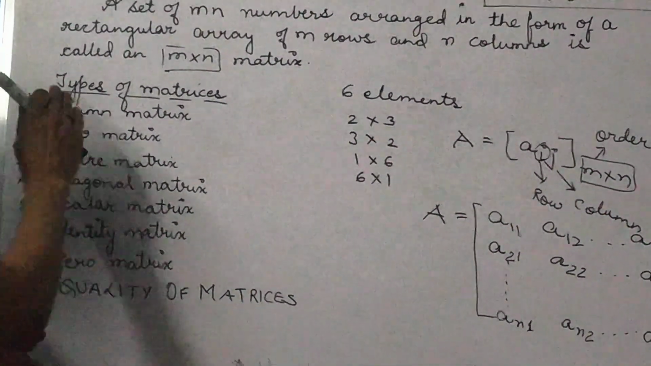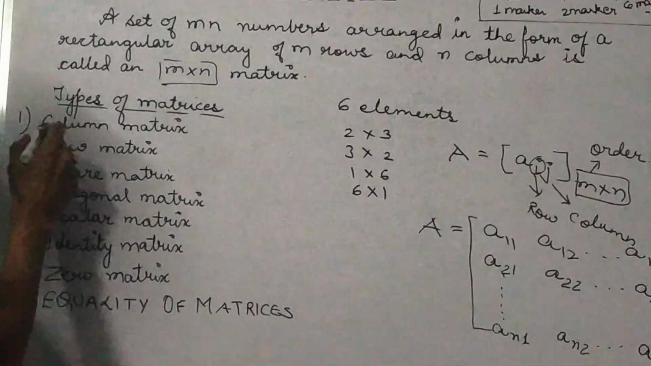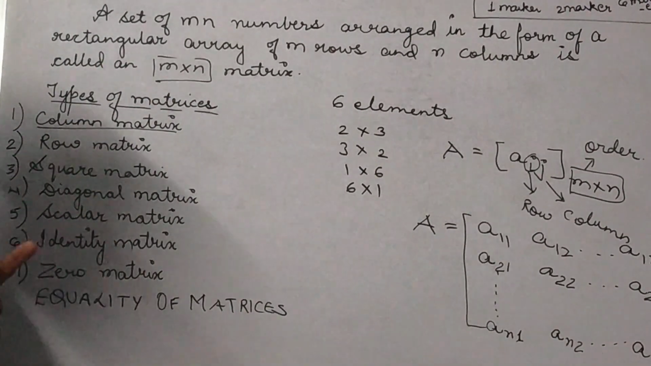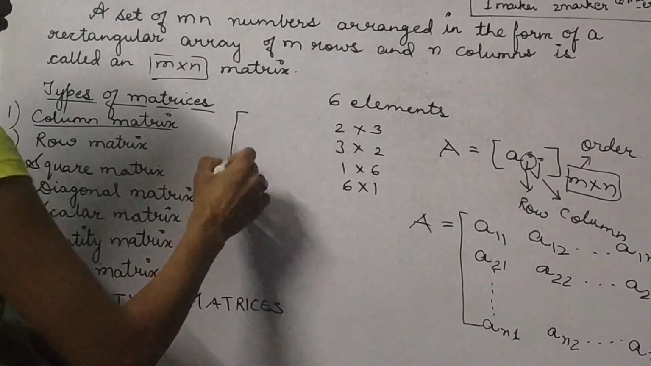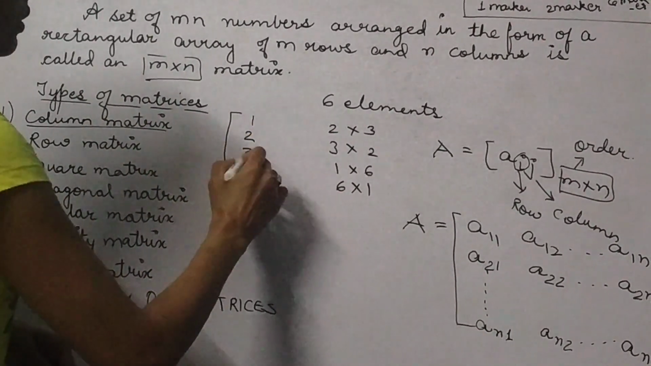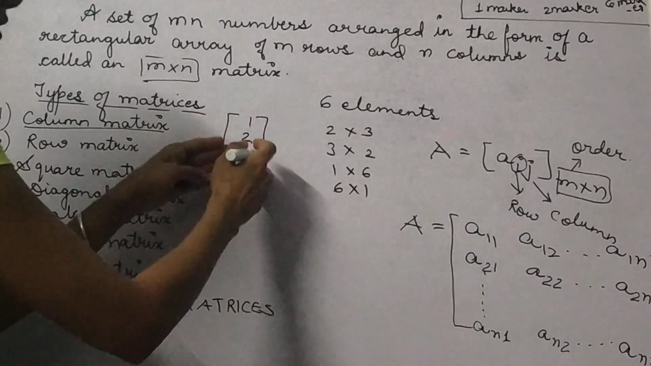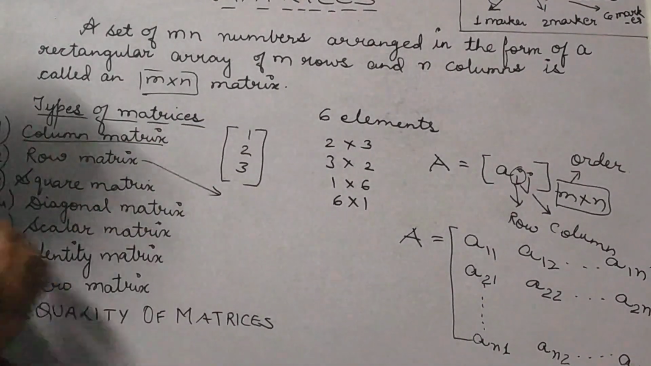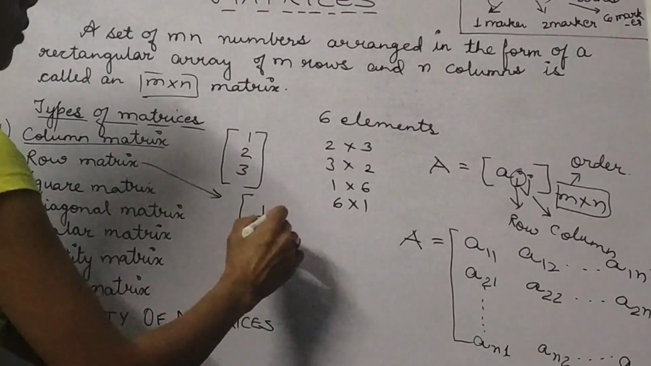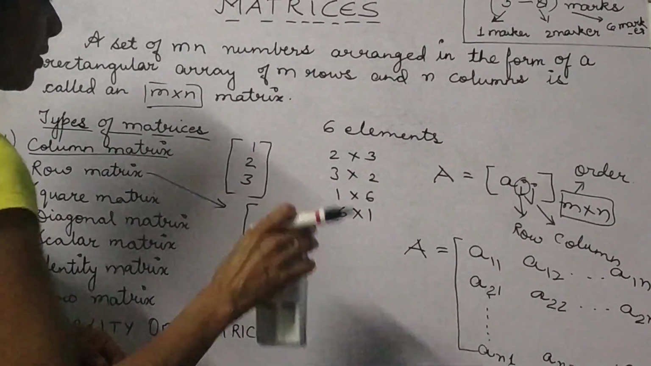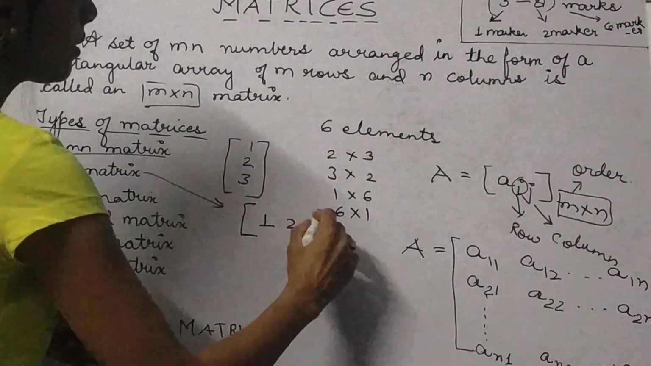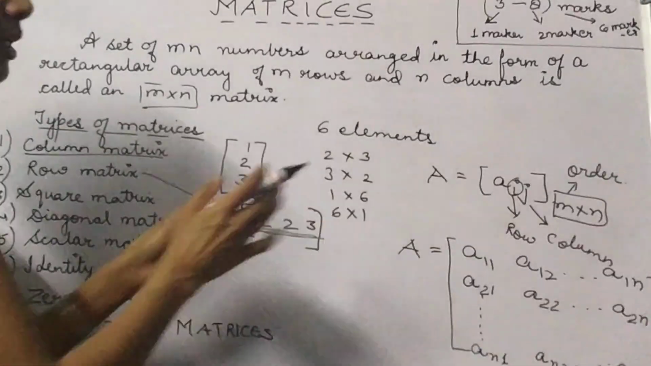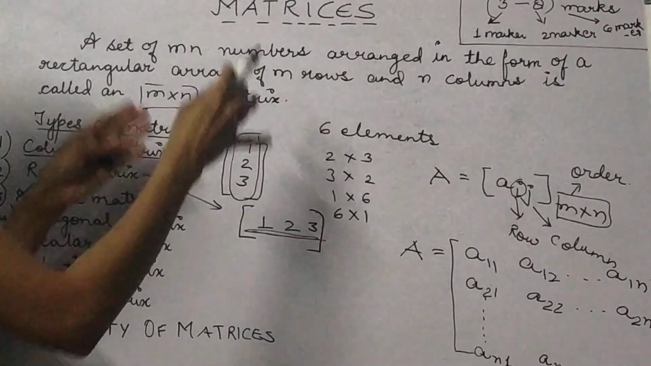Let's move on to the types of matrices. First of all, it is the column matrix. A column matrix has one column, for example, you can write it as 1, 2, 3. This shows that you have one column. So this is your column matrix. When we talk about a row matrix, it will have one row. Row, again I am telling you, is counted horizontally, and column we count vertically.